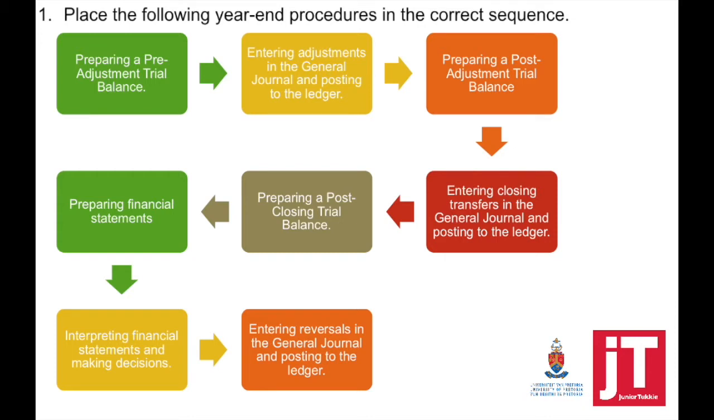The net profit is calculated in the appropriation account. From there, the final distributions is taken to the current account. Drawings is closed off to the current account. Then we prepare the financial statements, analysis and interpretation, and then we need to complete the reversal entries.